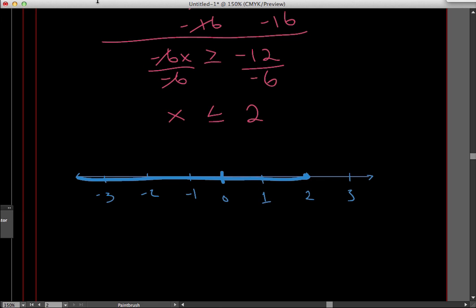So that is an example of an inequality where you have to reverse the inequality sign. Next, we're going to talk about inequalities and whether they're always, sometimes, or never true.